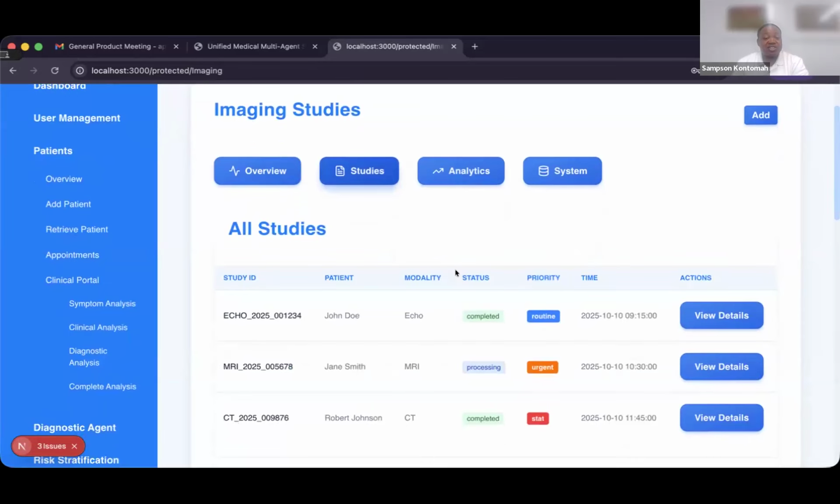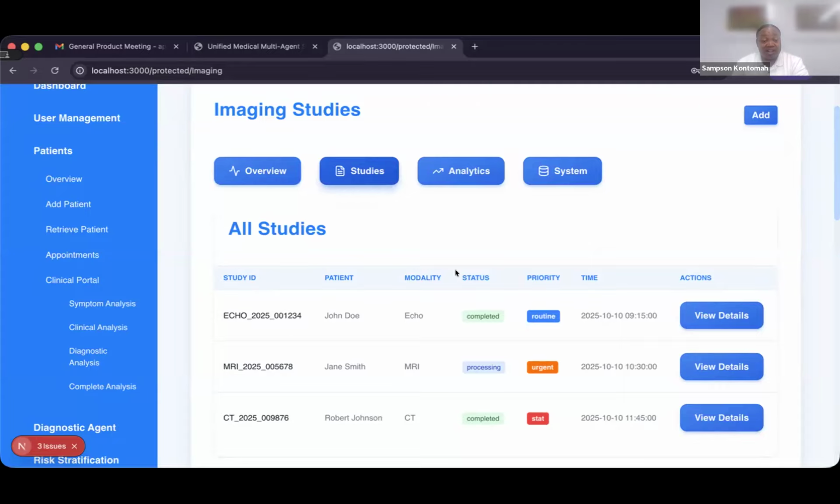So these are various studies that were requested by the physician. And as you can see, the studies level, some are completed, some are processing, and some are still pending. So the first one is the echo studies. That is the echo modality, and it's a routine study. That's the priority level. That means they want to recheck on this patient to see what is going on using echo. And we can move on.